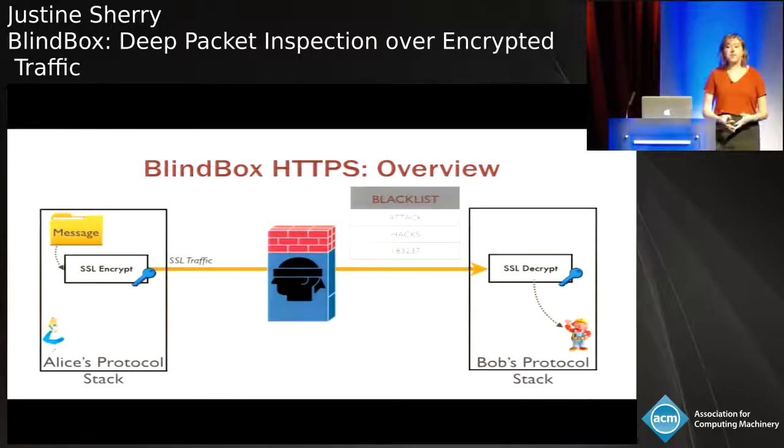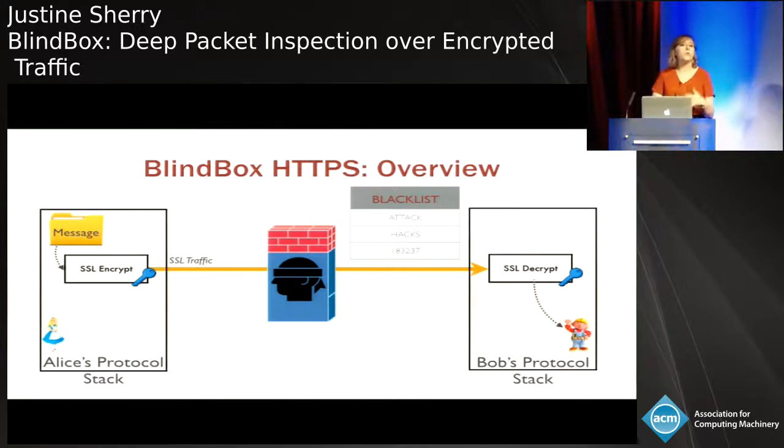So to opt in to using BlindBox, Alice and Bob install a new protocol, BlindBox HTTPS. And so we're looking at Alice and Bob's protocol stacks here, and by default, we leave the normal HTTPS stack unchanged. We use SSL unmodified. When the message comes in, it's encrypted by your normal SSL or TLS connection, sent to Bob, who decrypts it and reads the data out.